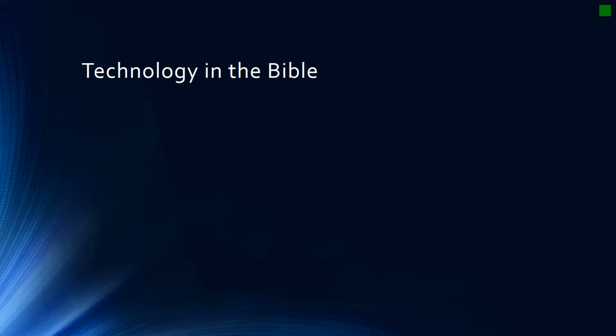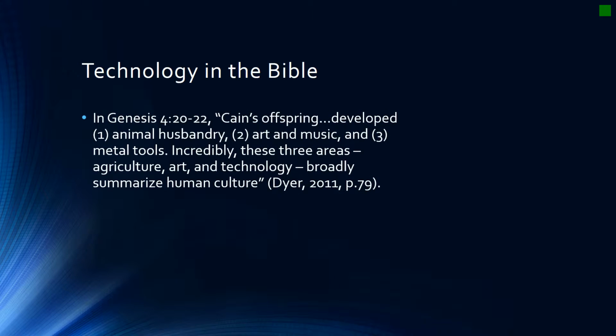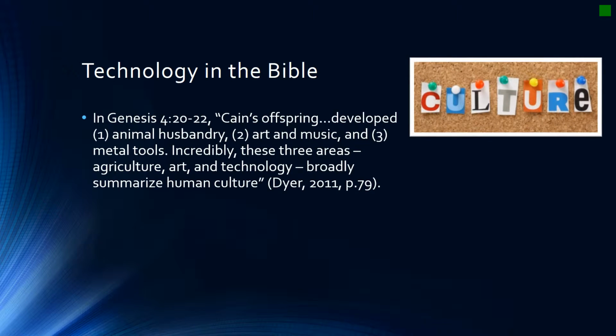The use of technology in the Bible continues. Genesis 4:20-22 tells us that Cain's offspring developed animal husbandry, art and music, and metal tools. Incredibly, these areas of agriculture, art, and technology broadly summarized human culture.